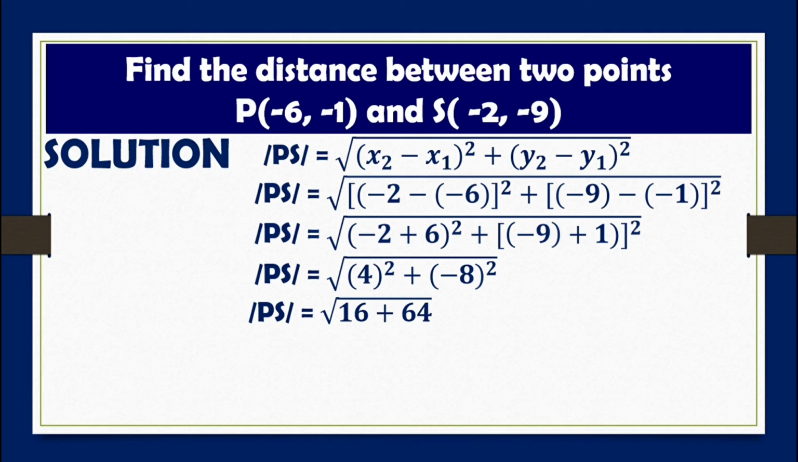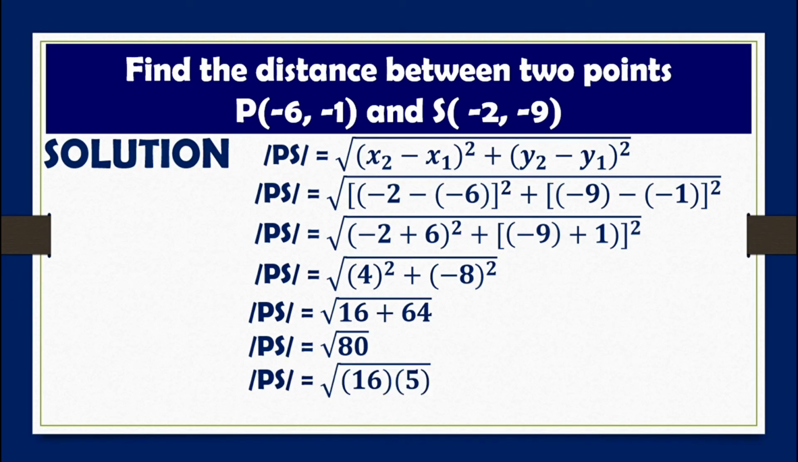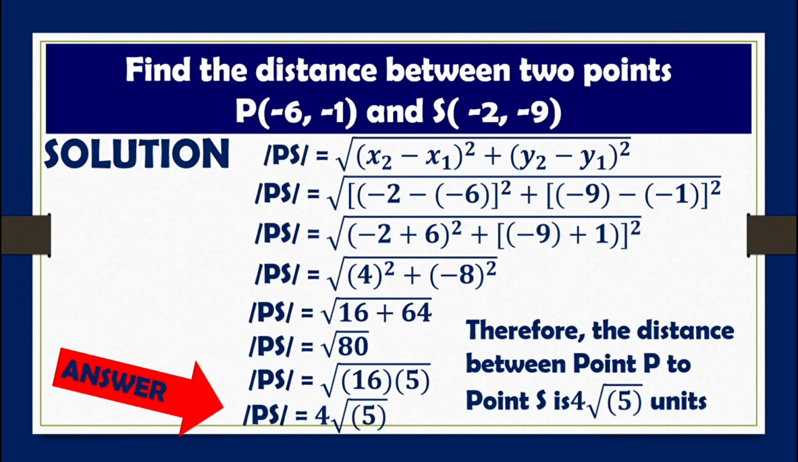Combining 16 and 64, the result is 80. 80 is not a perfect square, but it has factors 16 and 5. So therefore, the distance between point P to point S is 4 square root of 5 units.